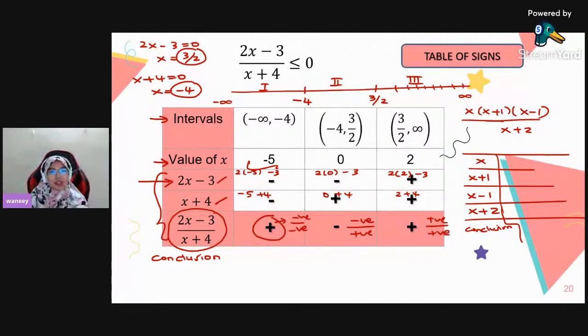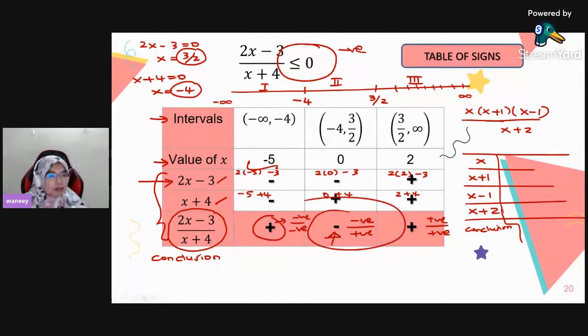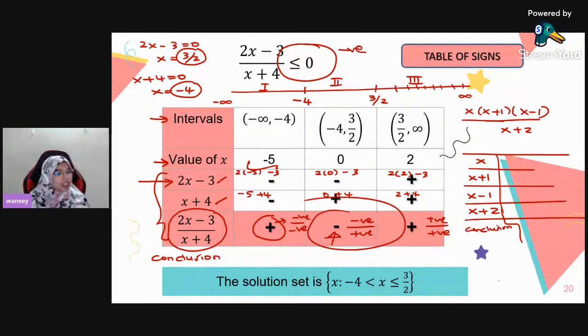Okay, so to calculate or to find out your conclusion, your answer actually. So go back to this sign over here. We want something that is less than 0. So I'm looking for a negative answer. So negative answer, I only have one region, which is this one, negative. So my final answer is x in between negative 4 and 3 over 2.